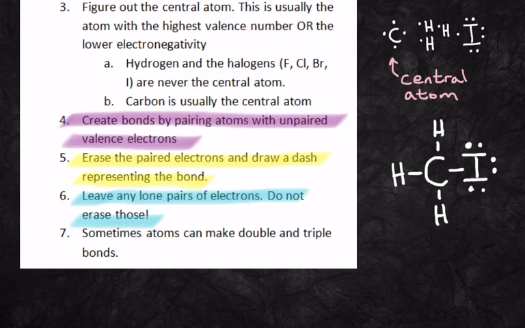I want to do a couple more problems here so that you guys fully understand how to draw Lewis dot structures. So let's try another one. Oops, yeah, notice how those are there. Okay, so now let's try, how about fluorine gas, F2.